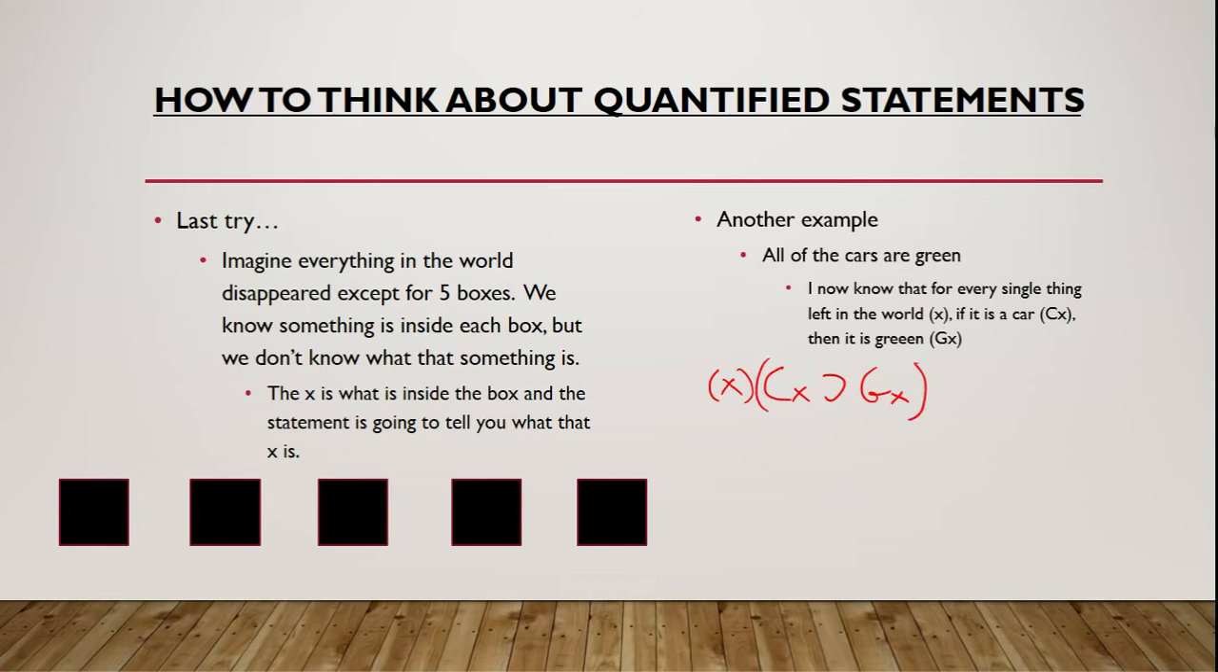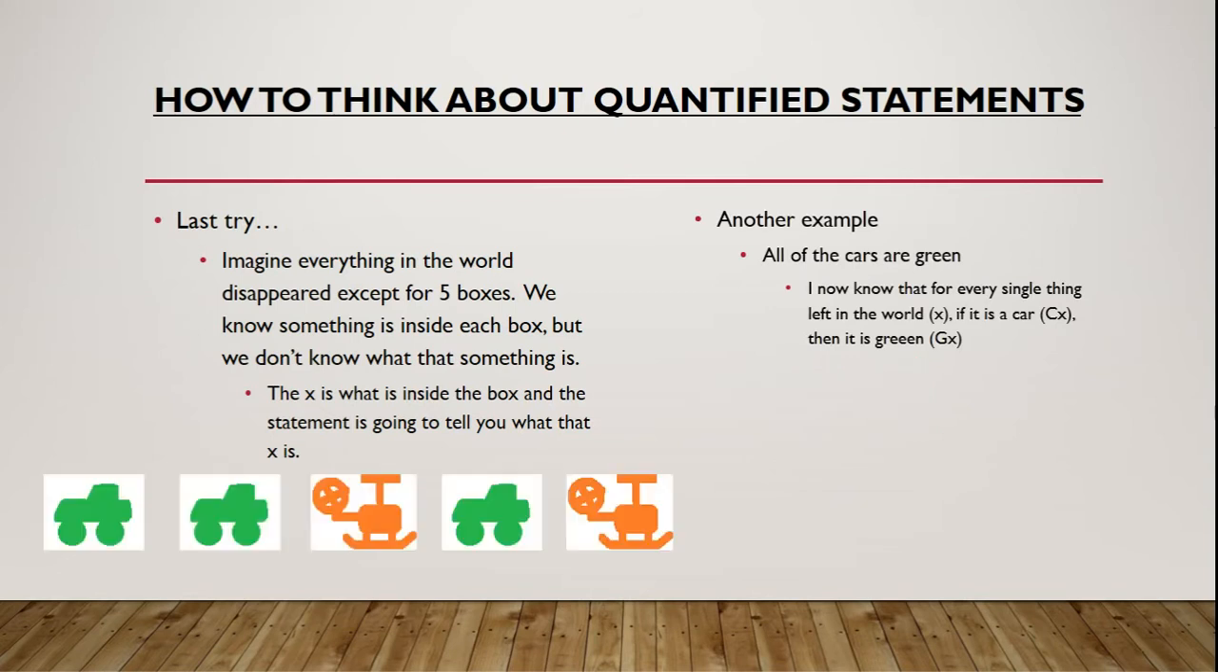So anytime I see a car now behind that box, it must be green based on what this statement says. Let's see what we got. Boom. I have a car. What do I know about it? It's green, sure enough. I have another car. What do I know about it? It's green, sure enough. Here's another car. What do I know about it? It's green, sure enough.